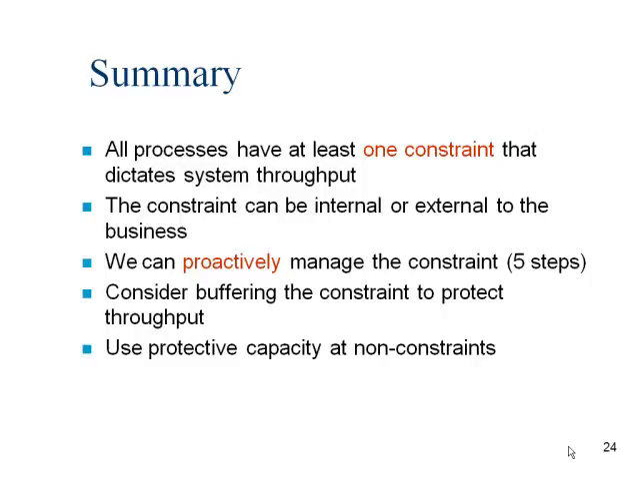We can proactively manage the constraint, and we should consider buffering the constraint to protect throughput when possible, and use protective capacity at non-constraints just to ensure that they don't become constraints due to unforeseen variability.